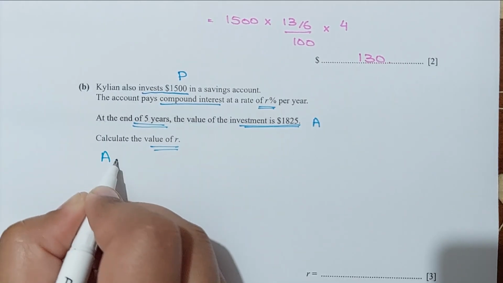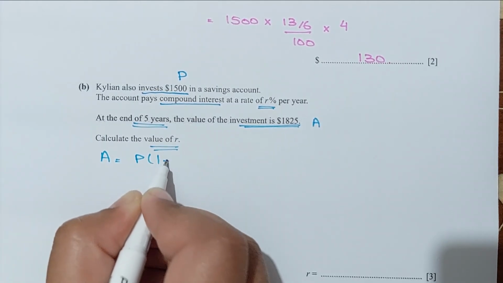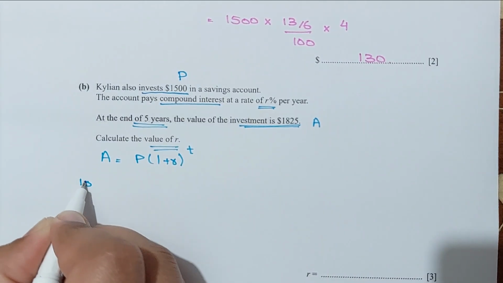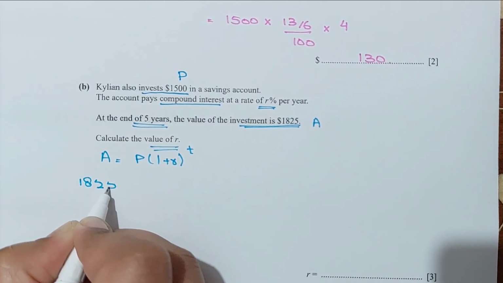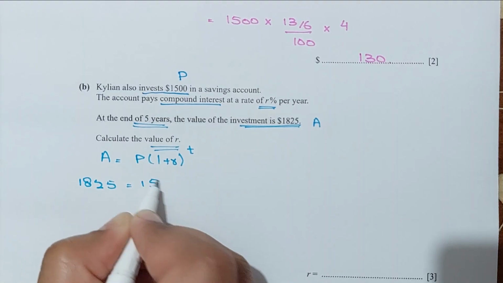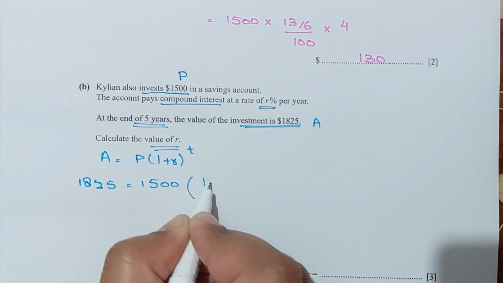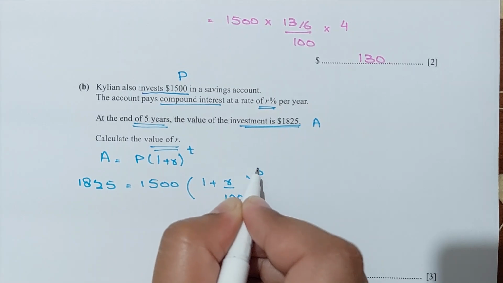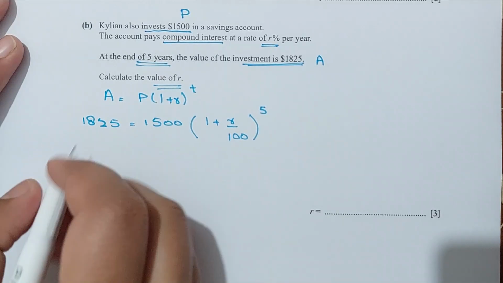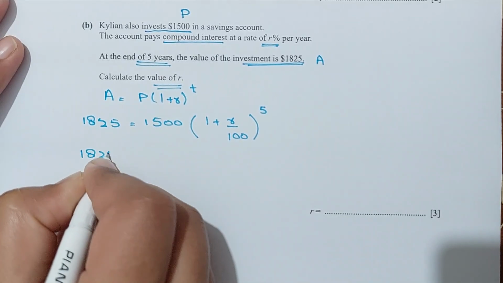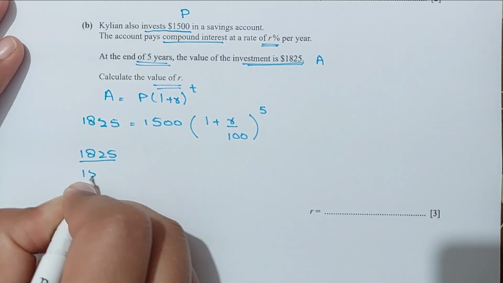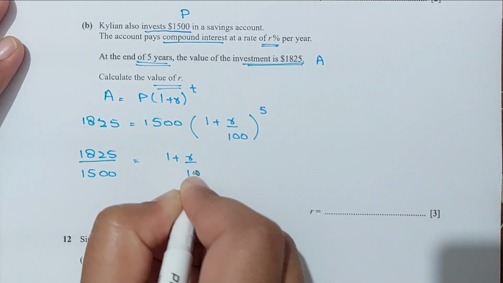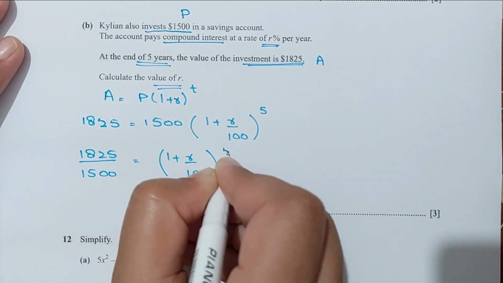Compound interest has a formula A equals P into 1 plus R to the power T. Amount is 1,825. Investment is 1,500. 1 plus R over 100, and the T is 5 years. Let me simplify this. 1,825 divided by 1,500 would be equal to 1 plus R over 100, its whole power is 5.